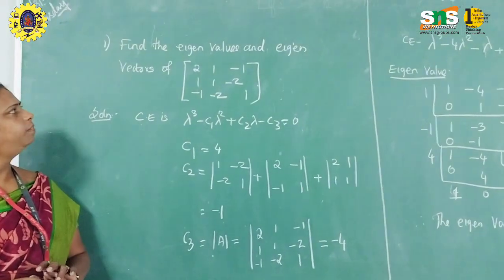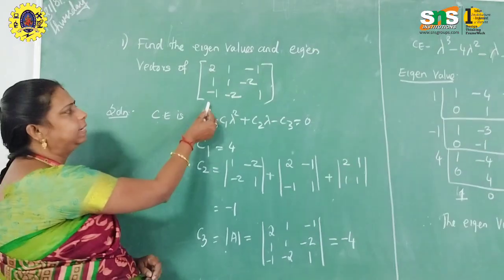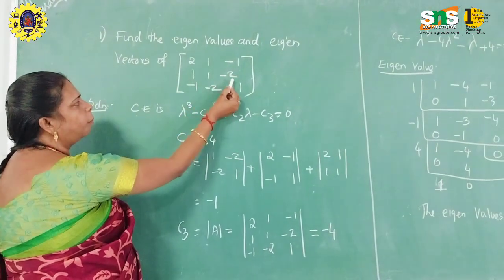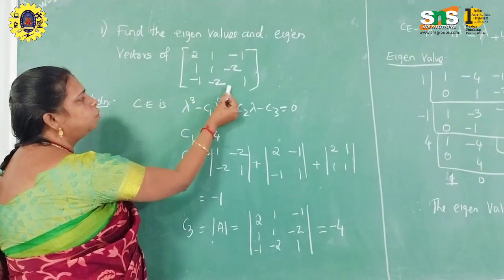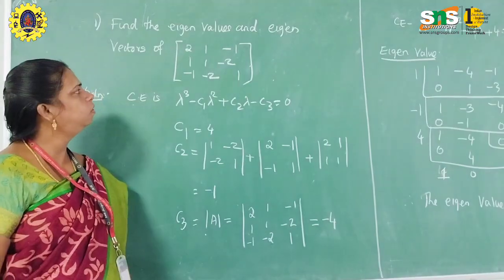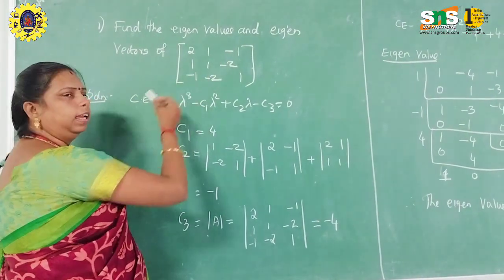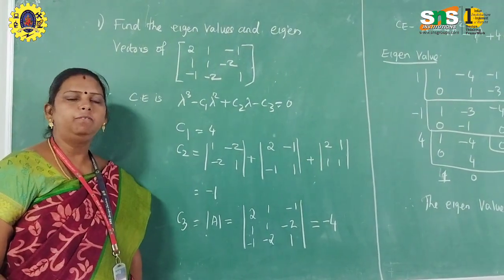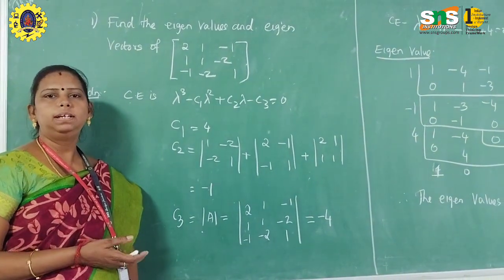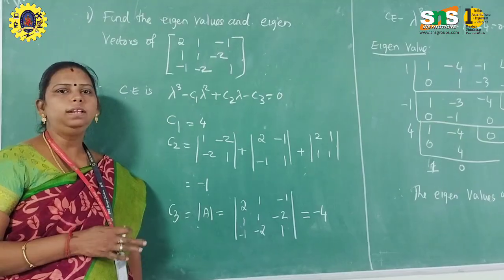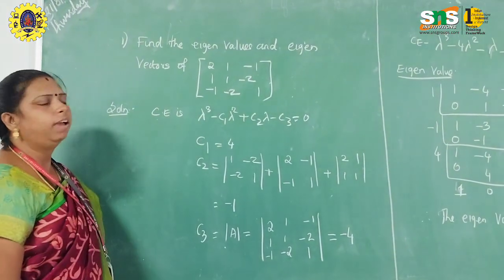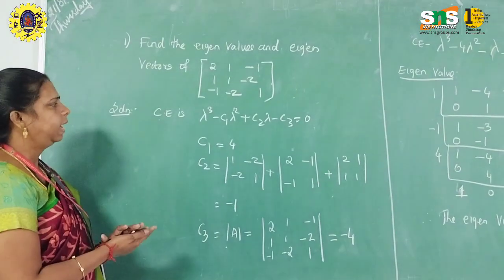Find the eigenvalue and eigenvector of the matrix [2, 1, -1; 1, 1, -2; -1, -2, 1]. The given matrix is of order 3 cross 3. It has 3 rows and 3 columns. We can find eigenvalues and eigenvectors only for a square matrix. What is a square matrix? It should have the same number of rows and the same number of columns. Since it has 3 rows and 3 columns, we can find eigenvalue and eigenvector for this matrix.